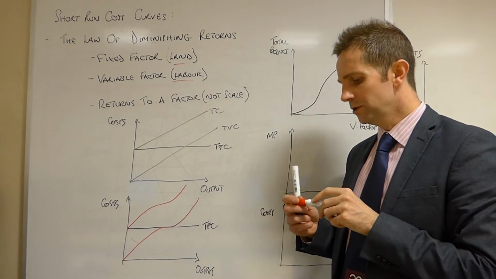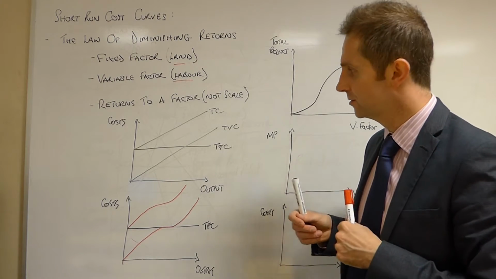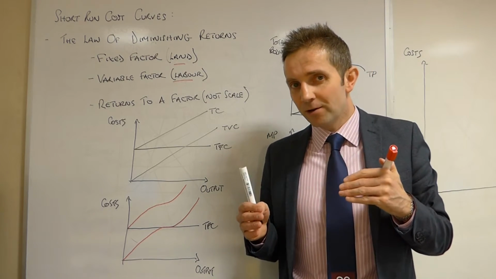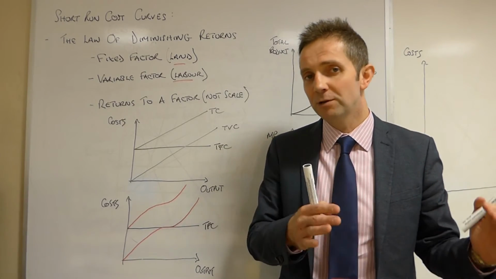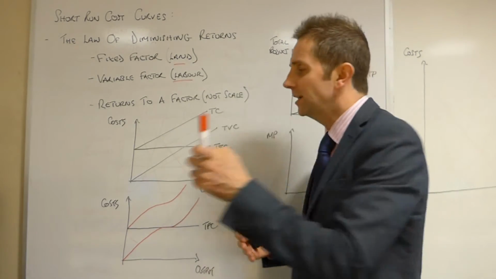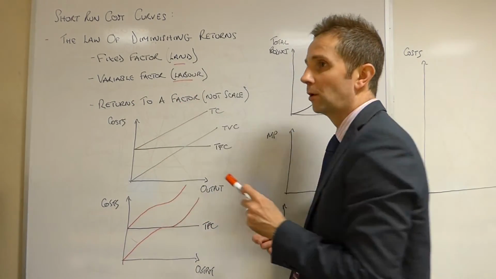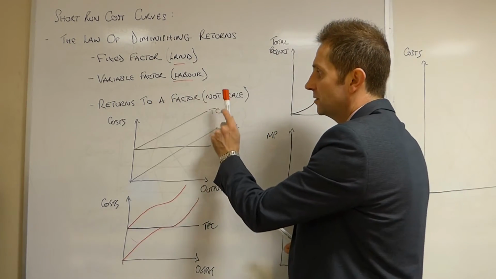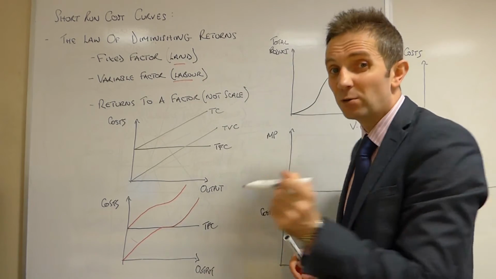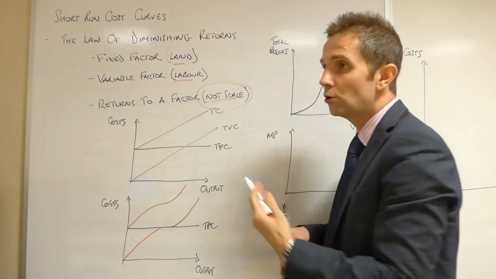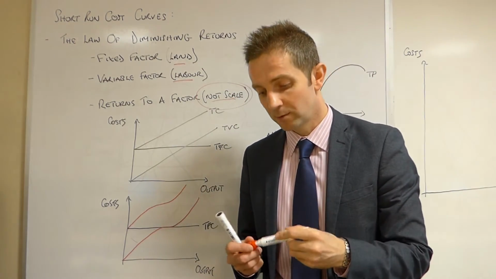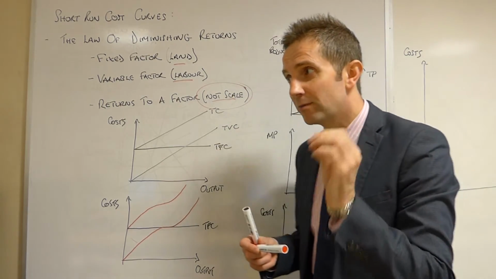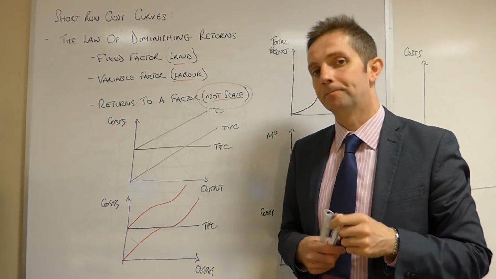Very important, when you're talking about the law of diminishing returns and you're outlining whether or not there are increasing returns or decreasing returns, remember it's increasing returns to a factor, the factor being labour in this case. It is not increasing returns to scale, because of course scale would be a long run scenario, whereas the law of diminishing returns is primarily a short run theory.